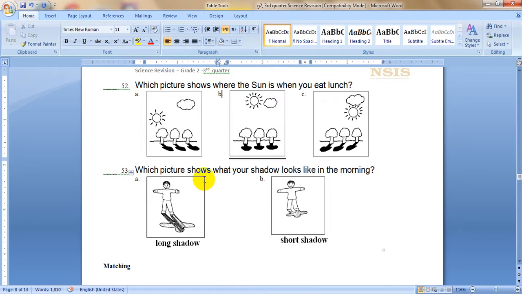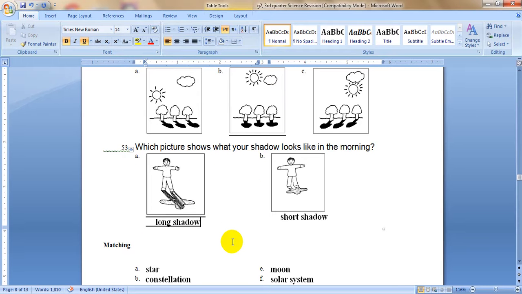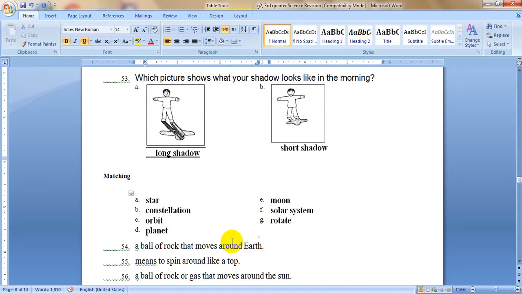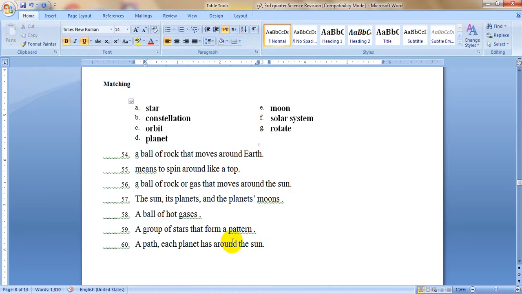Which picture shows what your shadow looks like in the morning? Will your shadow in the morning be long or short? Of course, in the morning the shadow will be long. So it's letter A. In the morning you will have a long shadow. Let's move to the next question.